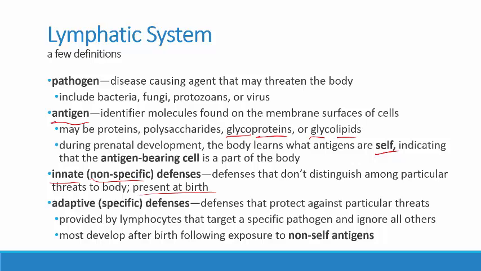The second kind of defense that we have in the body are what are referred to as the adaptive defenses. These are defenses that learn to recognize a particular threat. That's why they're adaptive. They can learn. And we also talk about them as the specific defenses because they go after particular threats. So, for instance, if you get a vaccine for the measles, then you are training your body to recognize that particular virus and be able to defend against it. That's what we mean by that kind of specificity.